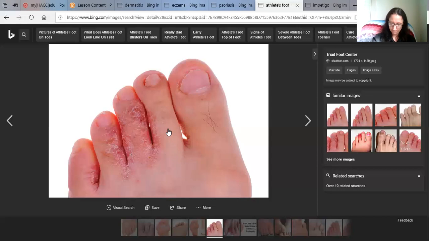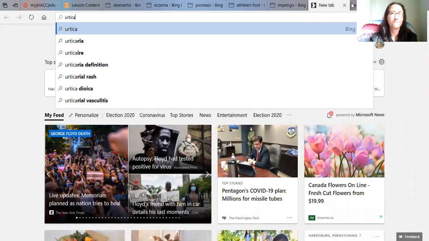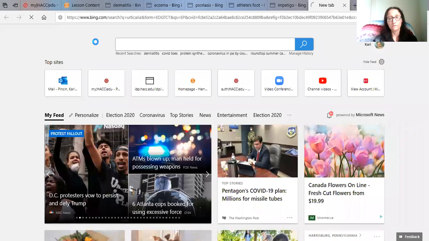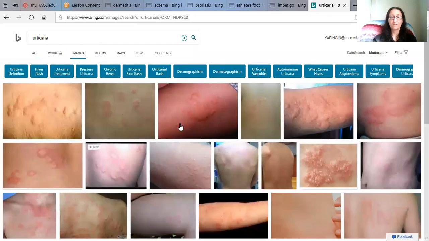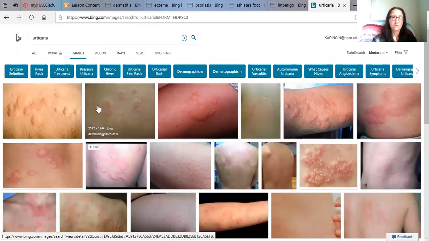Okay. The last one then is urticaria. I didn't get a picture of these because I'm sure you know what they look like, but I'm just going to type it in anyway. Urticaria. Urticaria are hives. And if you've never seen hives before, this is what they look like. If you've never had hives, good on you.